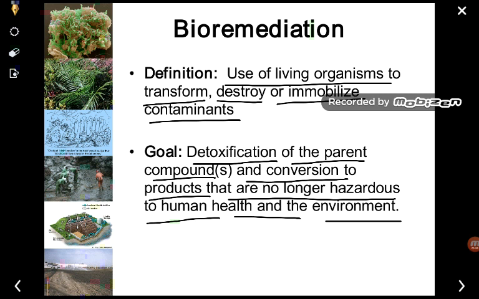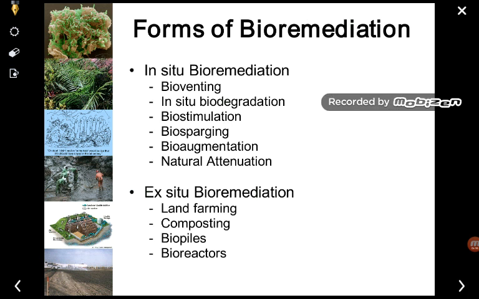जो भी parent compound है उसमें detoxification किया जाता है. So it gets converted to the product. ऐसे product में convert किया जाता है that this product is considered to have no hazards. This product has got no hazardous effects to human health. ये product का कोई भी hazardous effect human health पे नहीं होता है. That's why you must go for bioremediation. So what is the main goal? That is we are converting the contaminants into a non-hazardous form so that it should not affect human health.